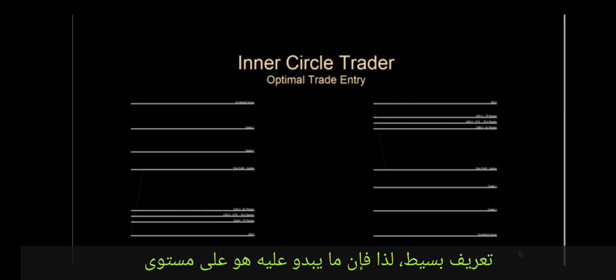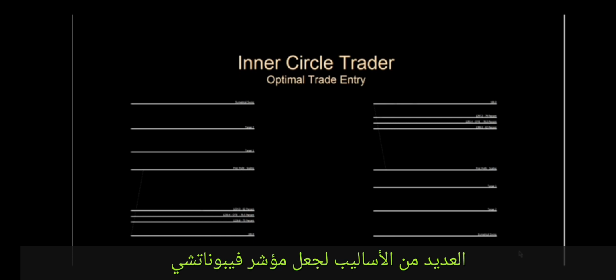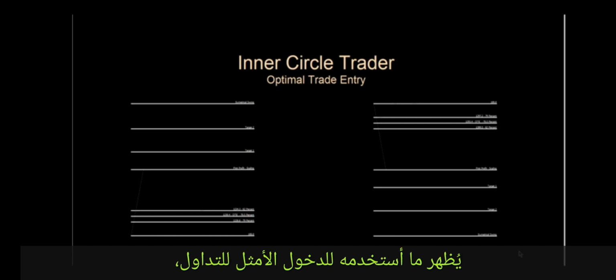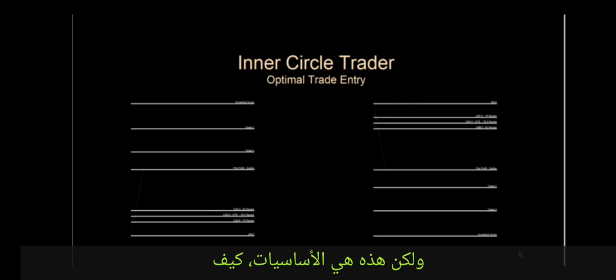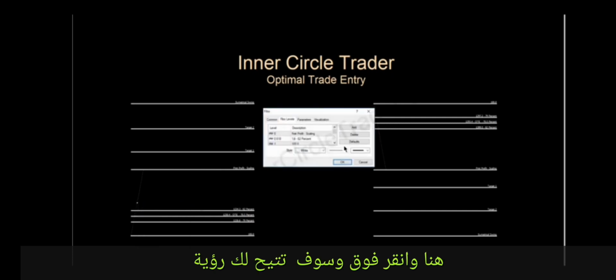definition, simple definition. So what it looks like is on a fib, this is the basic model. There's been many approaches to having the Fibonacci show what I use for optimal trade entry, but this is the bare bones. This is how it started, this is how it is, and I'll show you what these settings are. Let's go over here and click on, and I'll let you see the settings. That way you can set your MT4 or equivalent to the same.